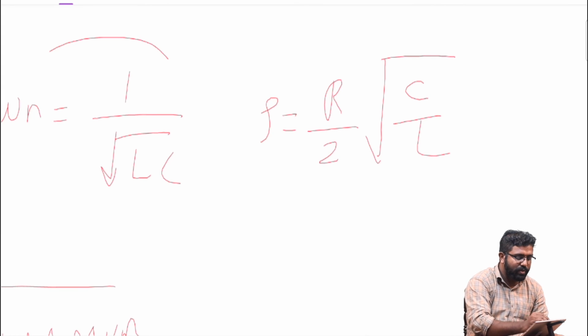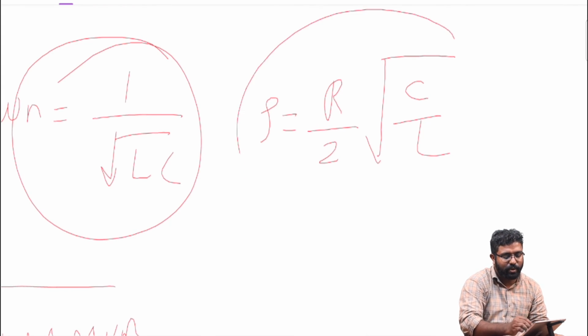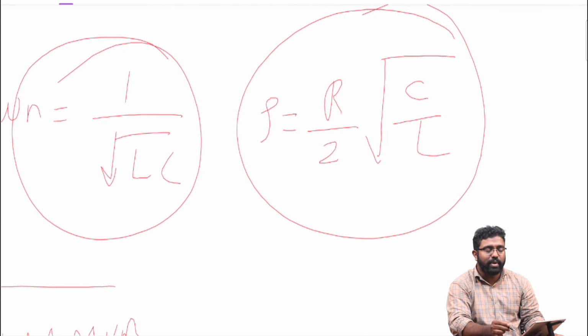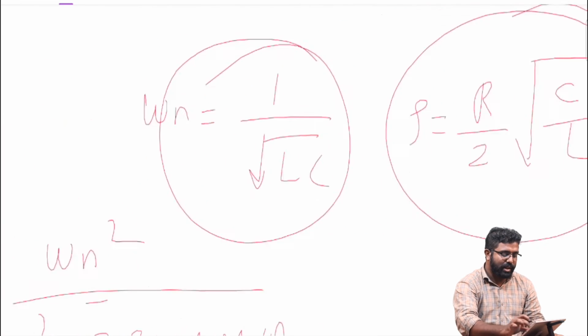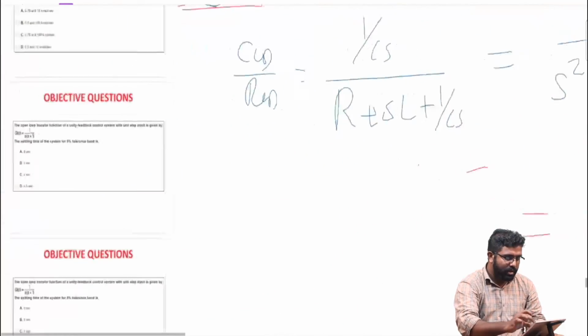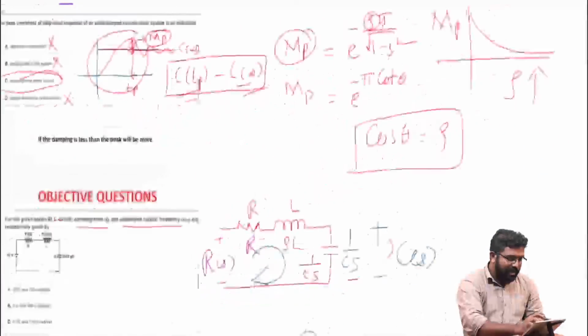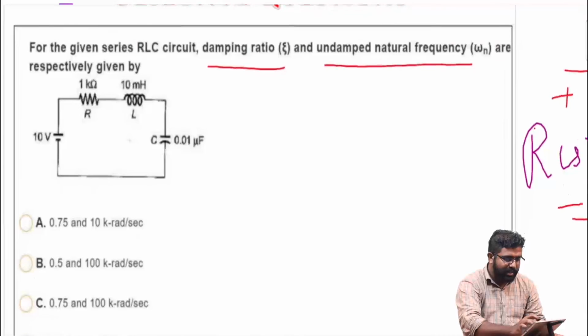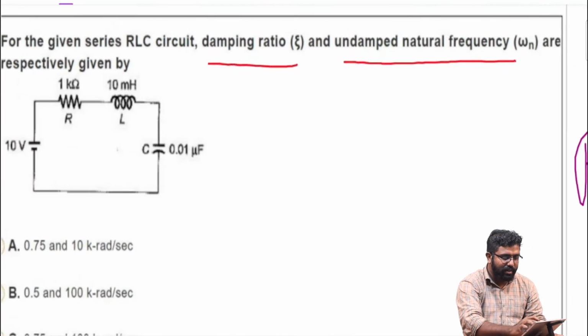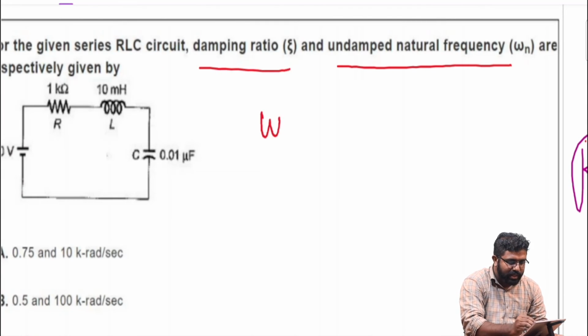So comparing the coefficients you will get omega n equal to 1 by root LC, theta equal to R by 2 into square root of C by L in a series RLC circuit. Now I move to the problem. Here data are given: resistor value is given, inductor value is given. So my natural frequency is 1 by root LC. Let me write omega n square equal to 1 by LC.